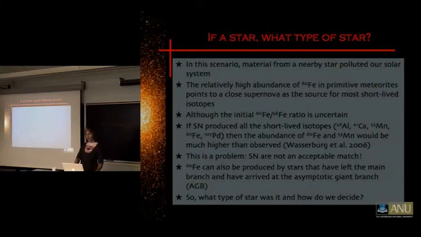So for the rest of this talk, I'm going to focus on the stellar nucleosynthesis scenario. So if it was a star that produced the radioactive isotopes, what sort of star? Certainly the high abundance of iron-60 found in primitive meteorites points to a close supernova event. And there's lots of qualitative reasons that favour a supernova scenario. It can trigger the formation of the solar system, and it can easily account for the production of all the radioactive isotopes, with the exception of things like beryllium-10.